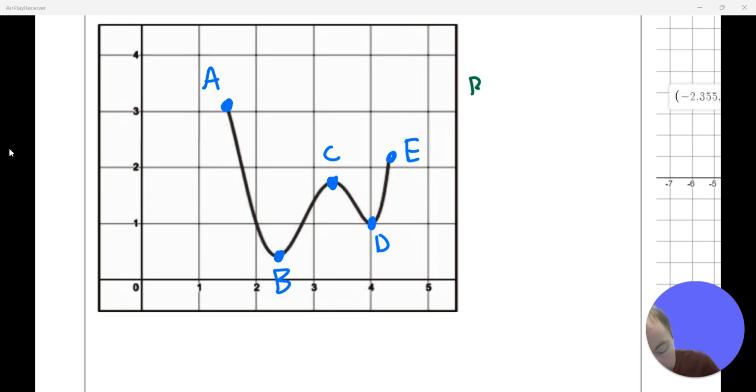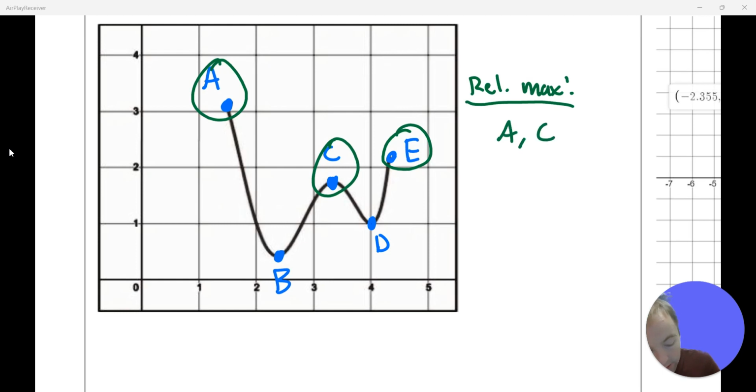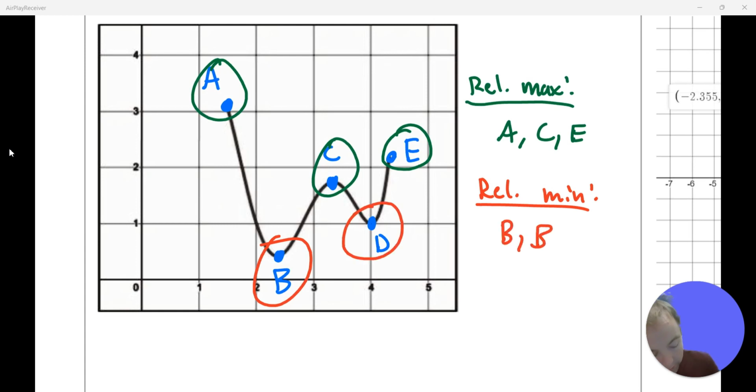If we were to try to identify any relative maximum points, the relative maximum points are going to be all of the different high points you're going to find. So it turns out that points A, C, and E are all relative maximum points in the graph of that function. And then for any relative minimum points in the graph of this function, these low points right here, point B and then point D, sorry about that, those are going to be relative minimum points.